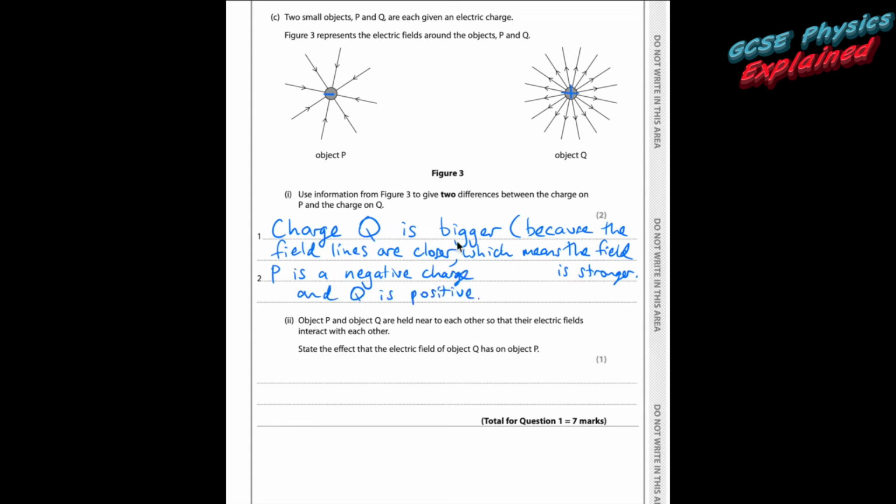So charge Q is bigger because the field lines are closer, which means the field is stronger, and P is a negative charge and Q is positive. Part 2. Object P and object Q are held near to each other so that their electric fields interact with each other. State the effect that the electric field of object Q has on object P. Well, they are opposites and opposites attract. Object Q will attract object P.